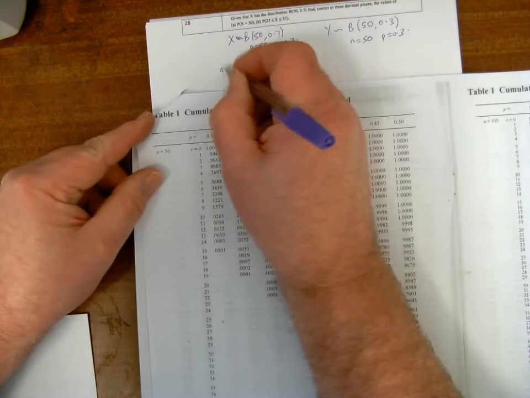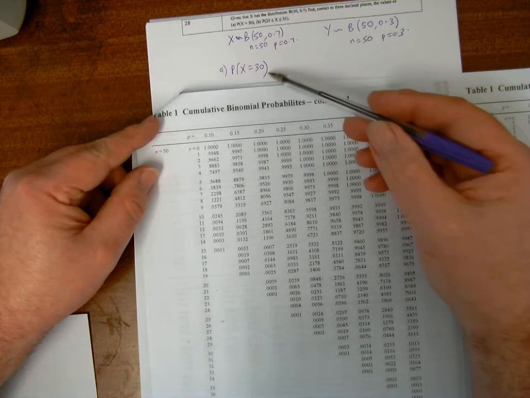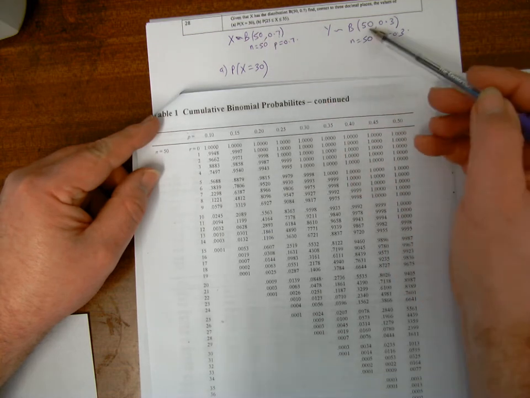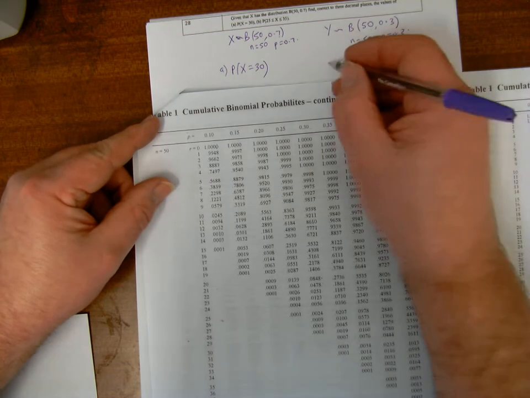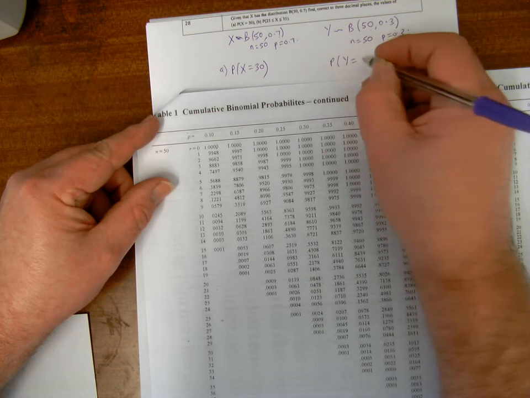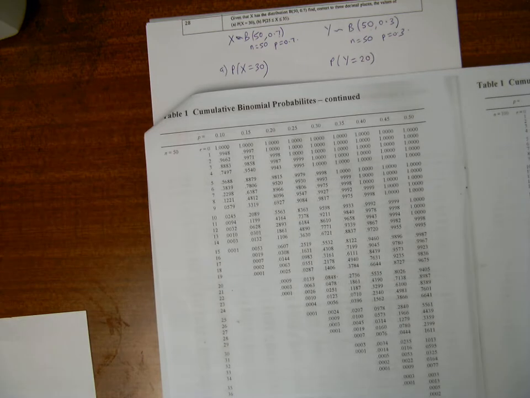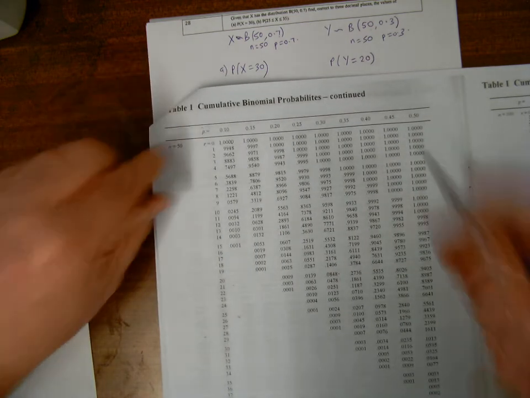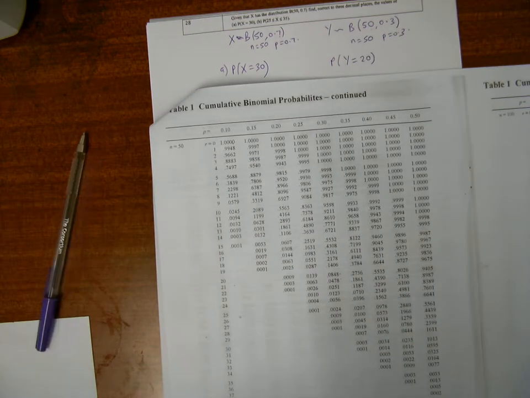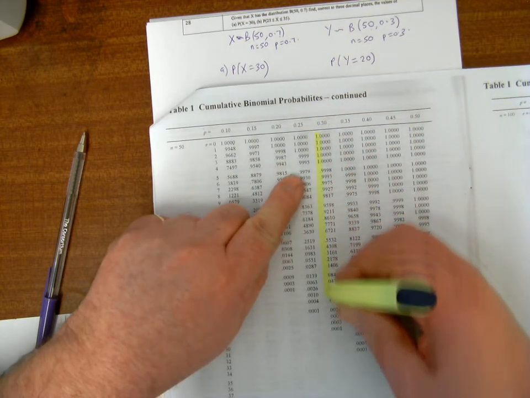So part A, probability that x is equal to 30. So I want 30 successes. Well, 30 successes out of 50 is the same as 20 failures out of 50. So probability x equals 30 is the same as the probability that y is equal to 20. Now then, to get y equal to 20, I look at 0.3, and where I'm getting these values from, there's 0.3, n is 50, so my answers are coming from this list here.